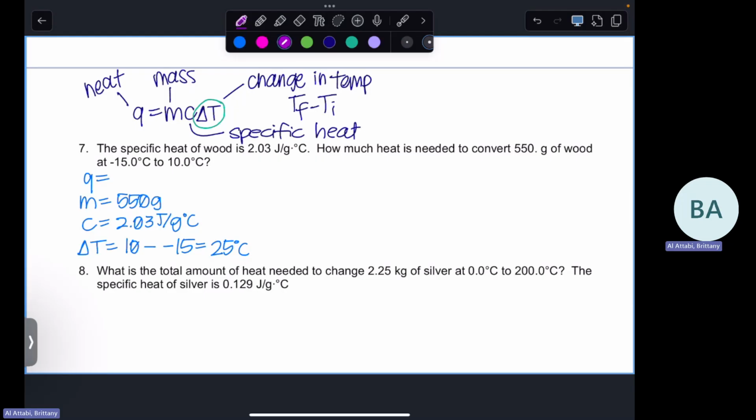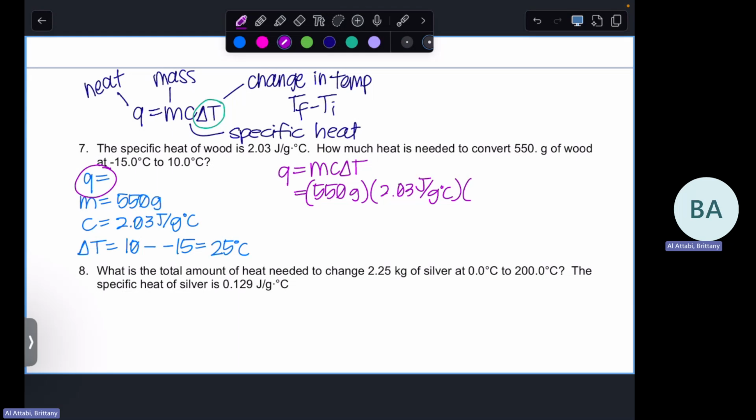All right, this one, I'm solving for Q, so I don't have to rearrange my equation. I just plug it in like it is. So 550 grams times 2.03. Why am I doing times? Joules per gram degree Celsius. My brain does not want to do a specific heat correctly today. And then 25 degrees Celsius.